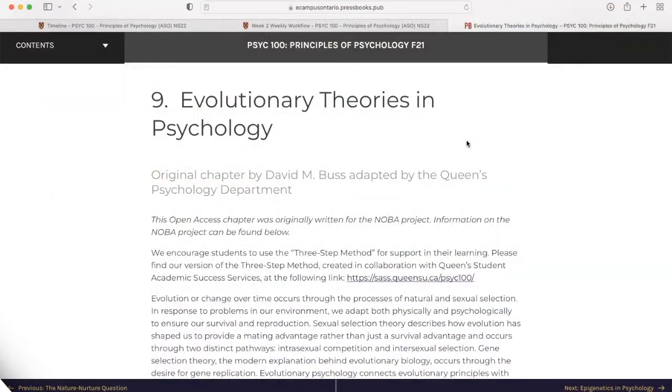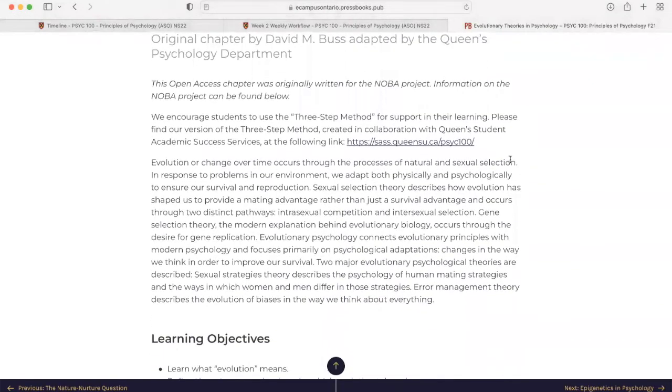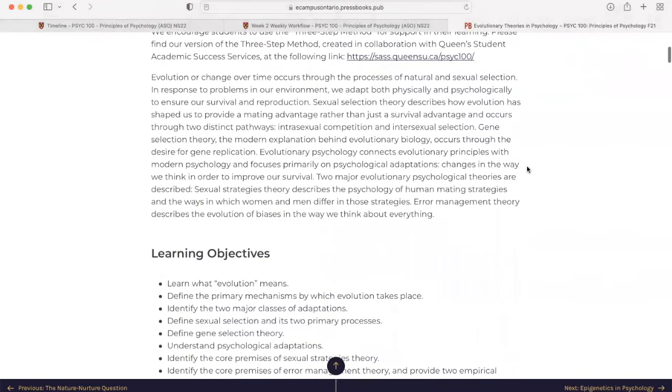Today is Chapter 9, Week 2 in our journey through Psych-100 at Queen's University. It is Evolutionary Theories in Psychology. So let's get going. Evolution, or change over time, occurs through the process of natural and sexual selection. In response to problems in our environment, we adapt both physically and psychologically to ensure our survival and reproduction.